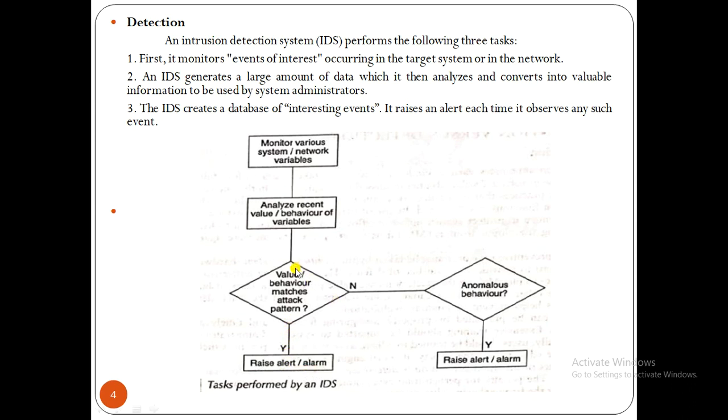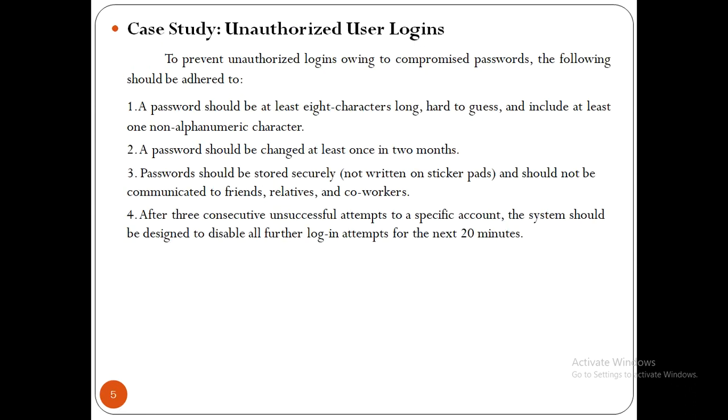If, even at the first line of defense, the value or behavior matching the attack pattern is false, we have to check for anomalous behavior, meaning any deviation from the regular functionality. If that is the case, then again we have to raise an alert or alarm notification to the system or its administrator. So now we'll have one case study to illustrate the difference between prevention and detection.